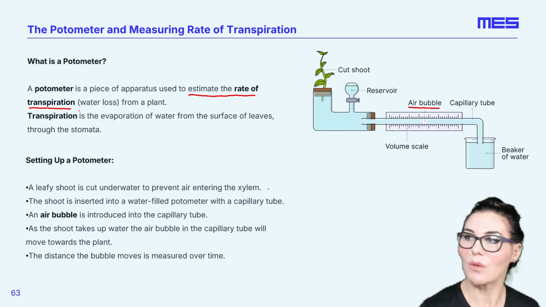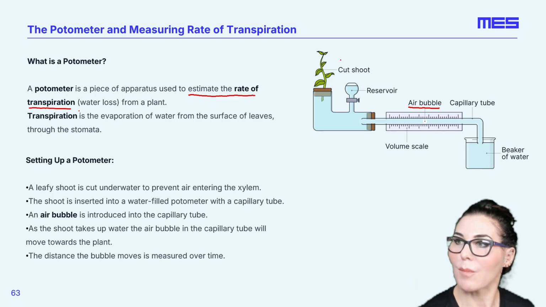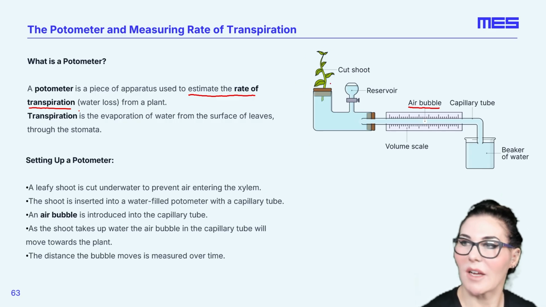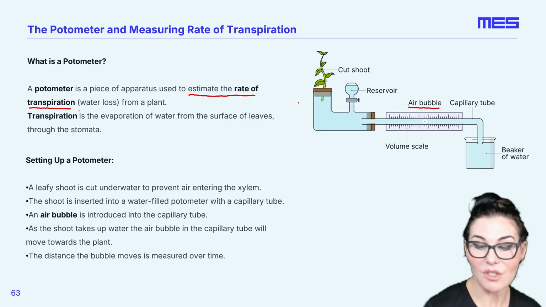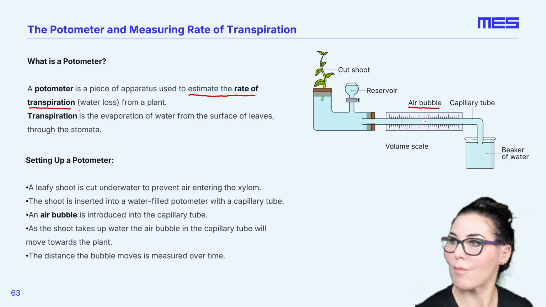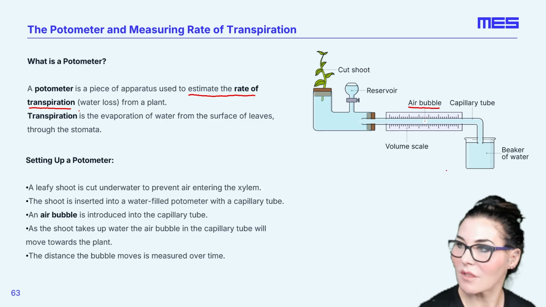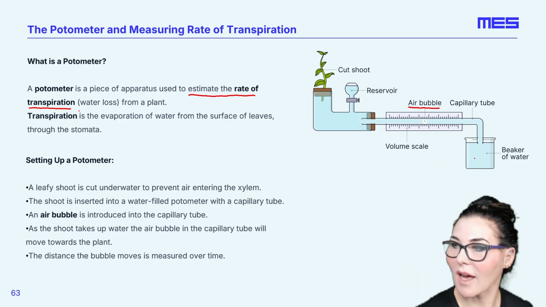We would need to get a stop clock, because we want to time it. We would let the plant adjust to its environment, or whatever conditions you've decided to put it in for your experiment. To introduce the bubble, you would simply get your beaker of water here and move it away for about a second from the capillary tube and then put it back again. And as you do that, an air bubble gets sucked into the capillary tube. So here's our air bubble we've introduced.